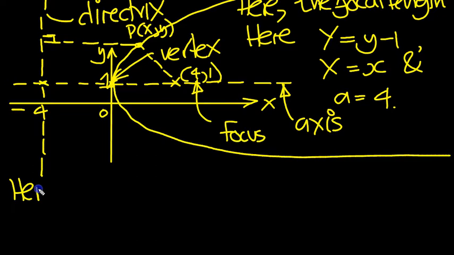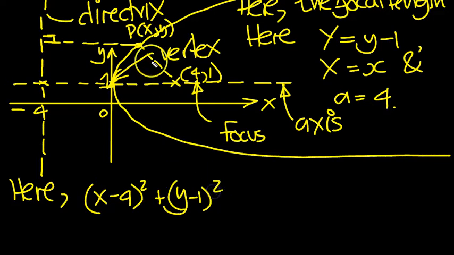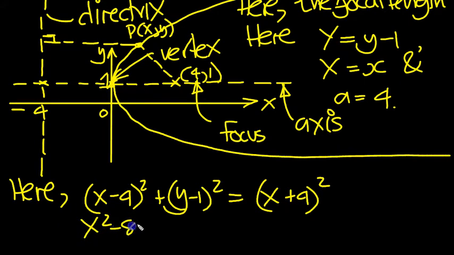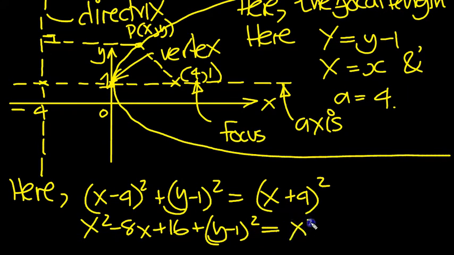So here, if this is correct, all this information, then that distance, which is the x distance, is (x minus 4) squared, plus the y distance, which is (y minus 1) squared. There's the height. So that distance squared is equal to this distance squared, which is x value, take away the minus 4, so it's (x plus 4) squared. Expand the brackets then. x squared minus 8x plus 16 plus (y minus 1) squared, leave that as is, equal to x squared plus 8x plus 16.